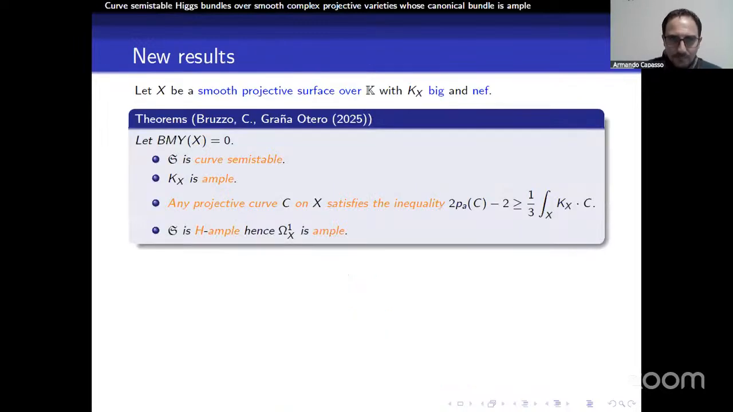Now, what's new? Consider a smooth projective surface over K, not over C, where the canonical bundle is big and nef. Me, Ugo, and Bea, we proved that if the Bogomolov-Miyaoka is saturated, first, the Simpson system is curved semistable. The canonical bundle is ample. Any projective curve satisfies this inequality. The surface is algebraically hyperbolic. The Simpson system is Higgs ample, and in particular, the cotangent bundle is ample.